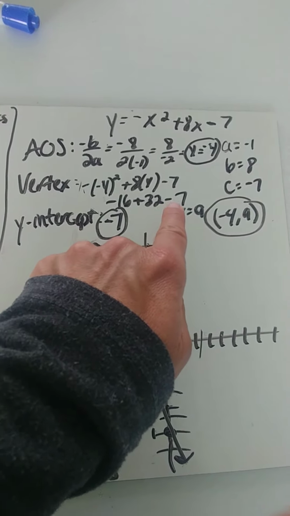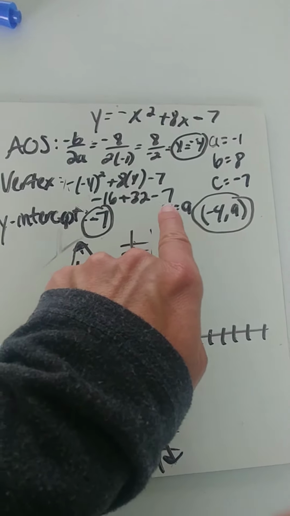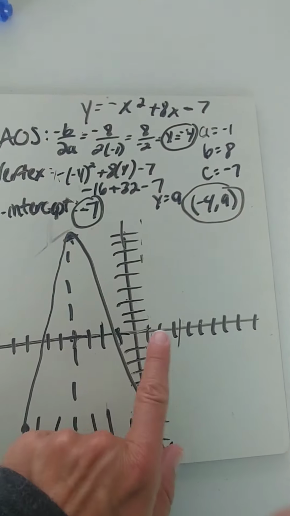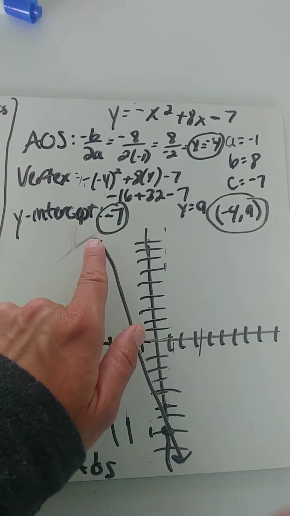-16 plus 32 minus 7. 32 comes from 8 times 4. I put it in my calculator and I got 9. So -4, 9 is my vertex. I'm going to go over to -4, up to +9, mark my vertex.